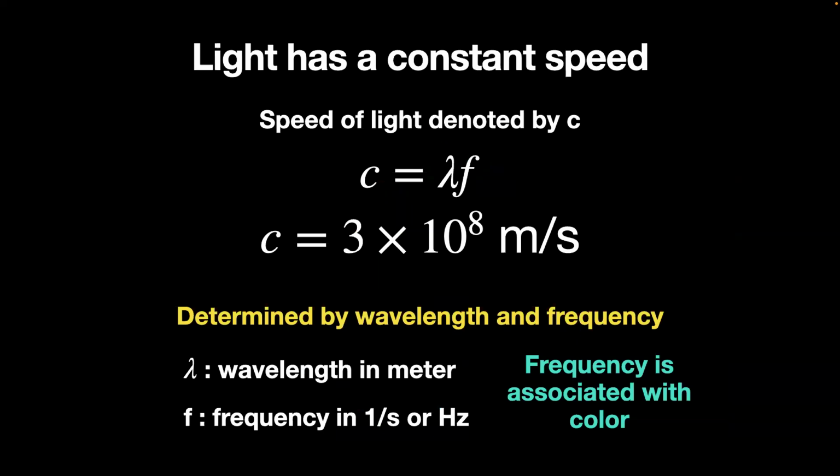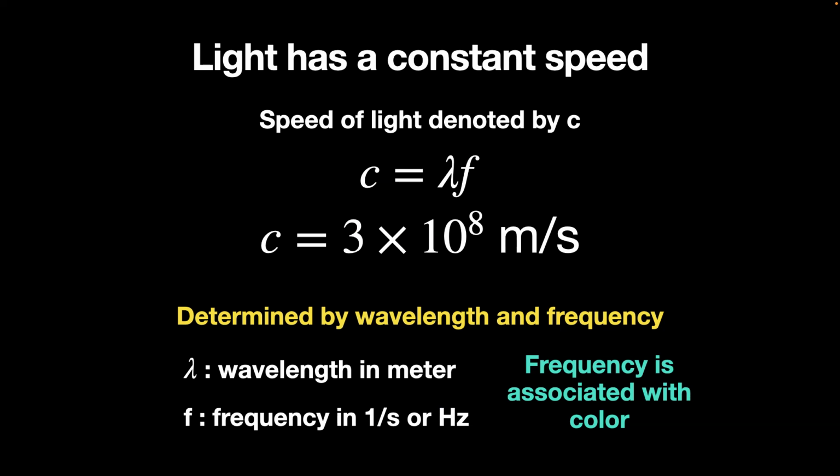So unlike mechanical waves, light has a constant speed, right? It's about 3 × 10⁸ meters per second. This is often called the cosmic speed limit. Nothing can go faster than this. It's often denoted as c, the speed of light. This is determined by the wavelength and the frequency. So we get c is equal to lambda, which is wavelength, times f, which is frequency.